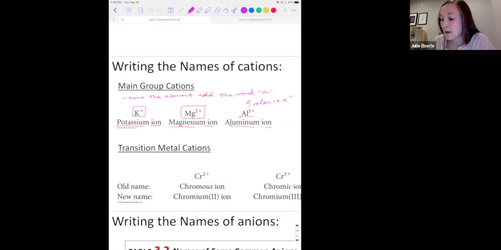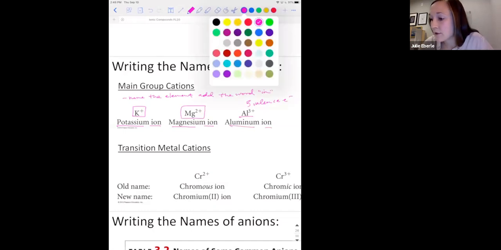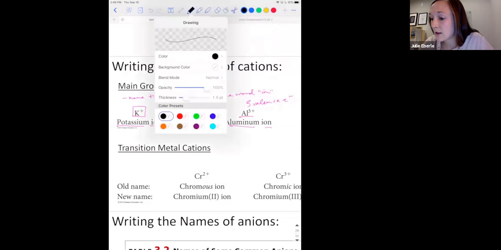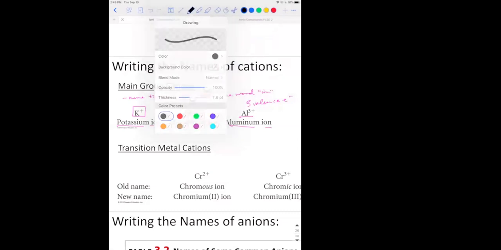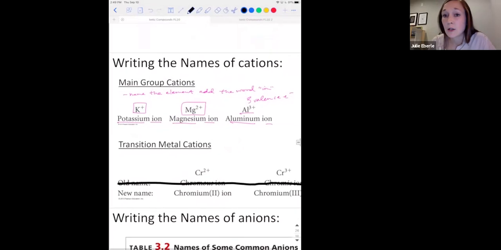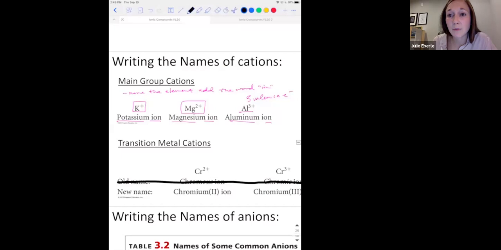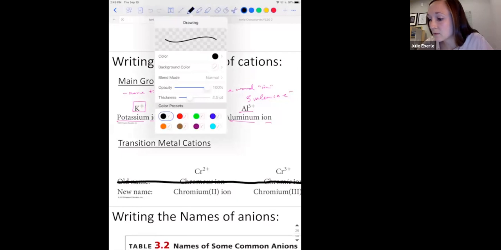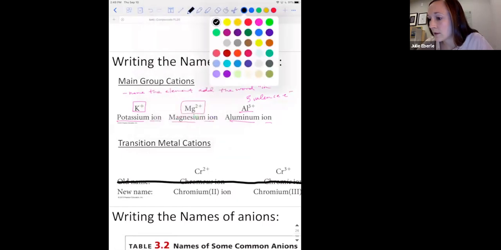All right, transition metal cations. First off, there's 2 naming systems that you're probably looking at, noticing, and I don't want to talk about this one. We're not going to do the old naming system, okay? So cross that out. You might have been introduced to it in a previous chemistry class, and it still exists, but we're only going to use the new naming system. Okay, so let's talk about the new naming system.